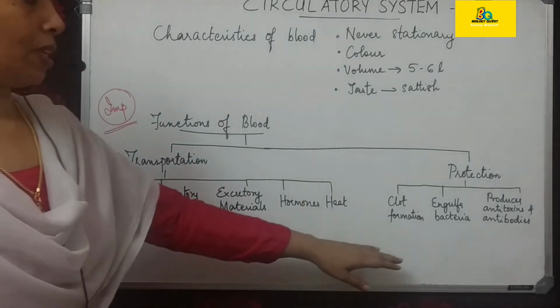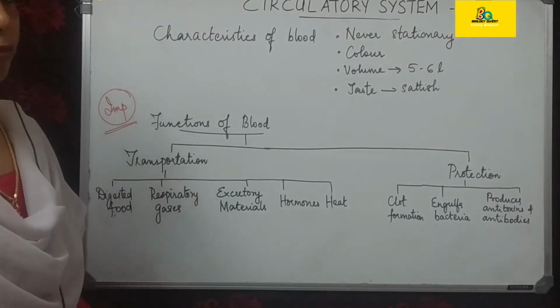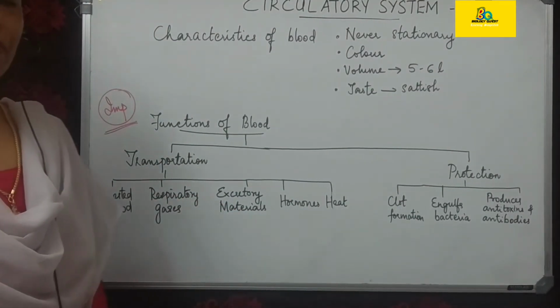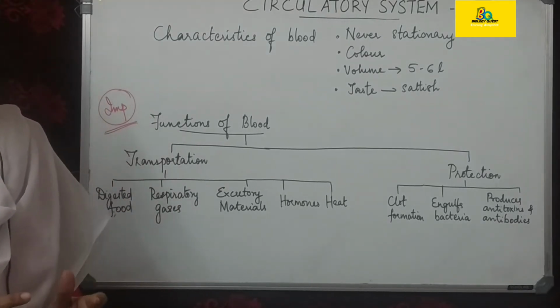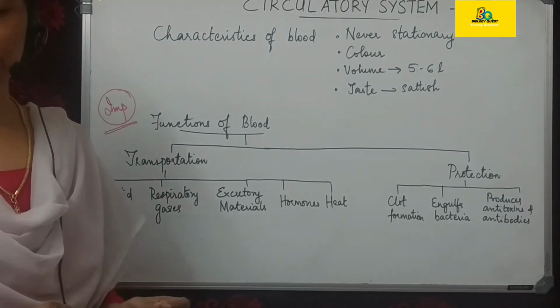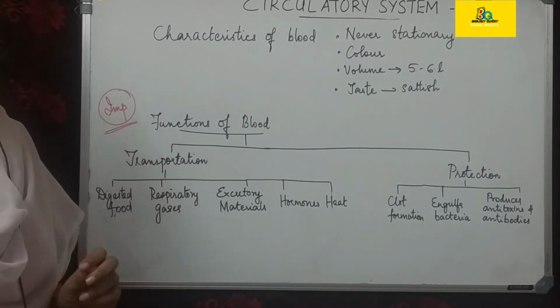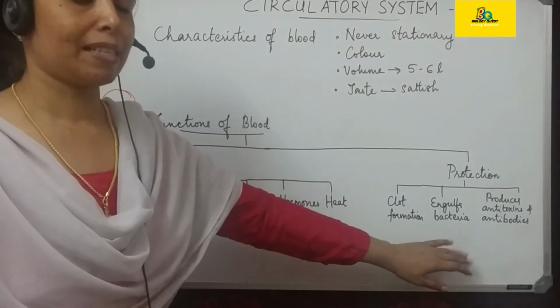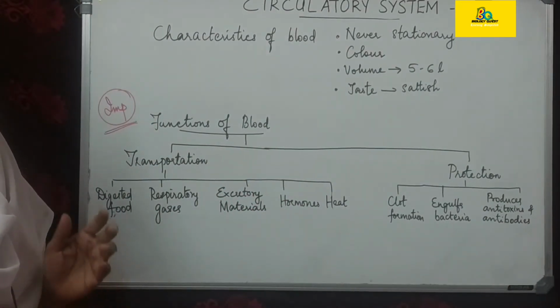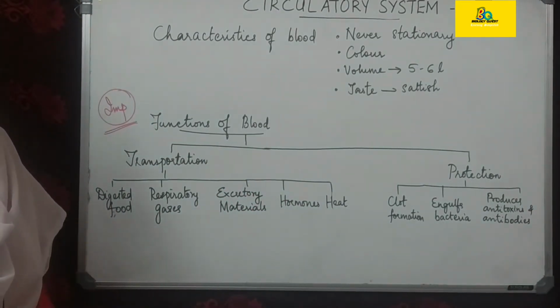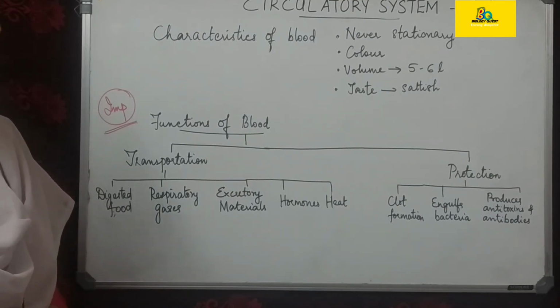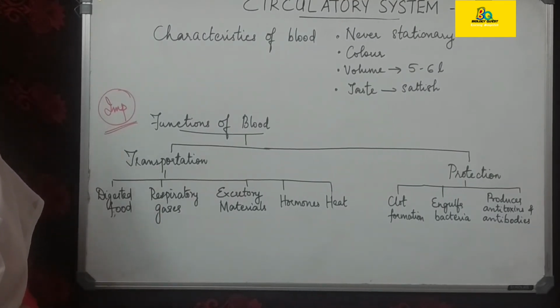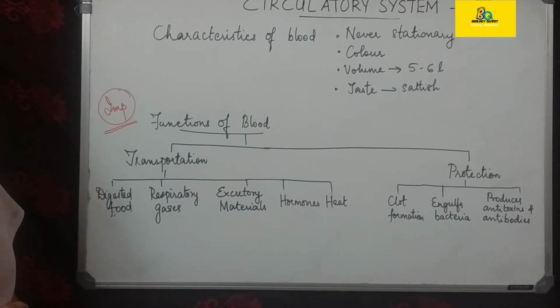Coming to the protection function of blood, blood helps in clot formation. Clot formation is necessary for preventing disease-causing germs from entering into the body, and it also prevents the loss of blood. The second protection function is that it helps in engulfing bacteria. If any disease-causing bacteria enters into our body, it engulfs the bacteria. And the third function is that it produces antibodies and antitoxins that neutralize the poisonous substances that might enter into the body.